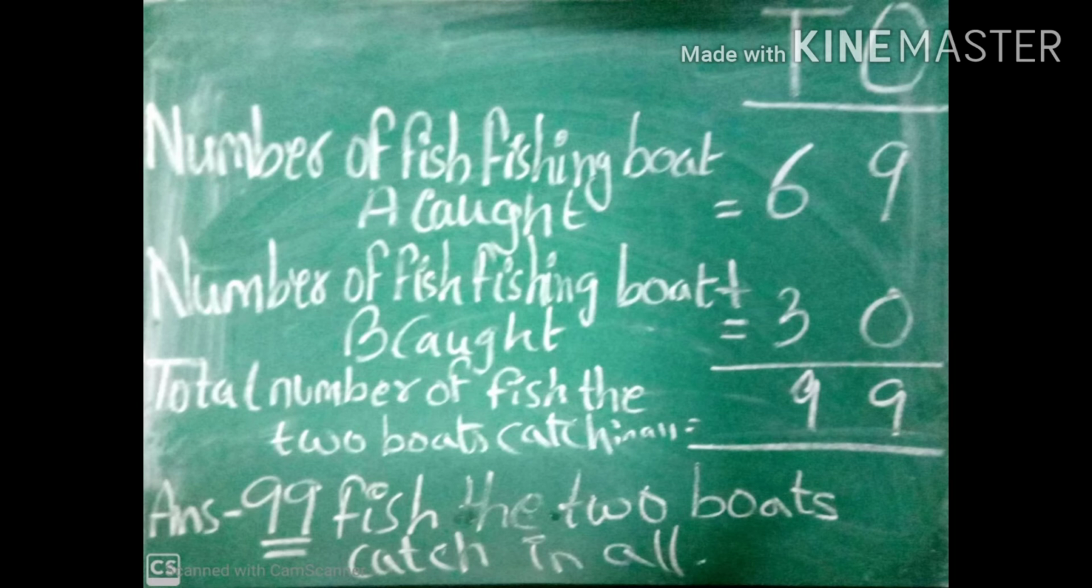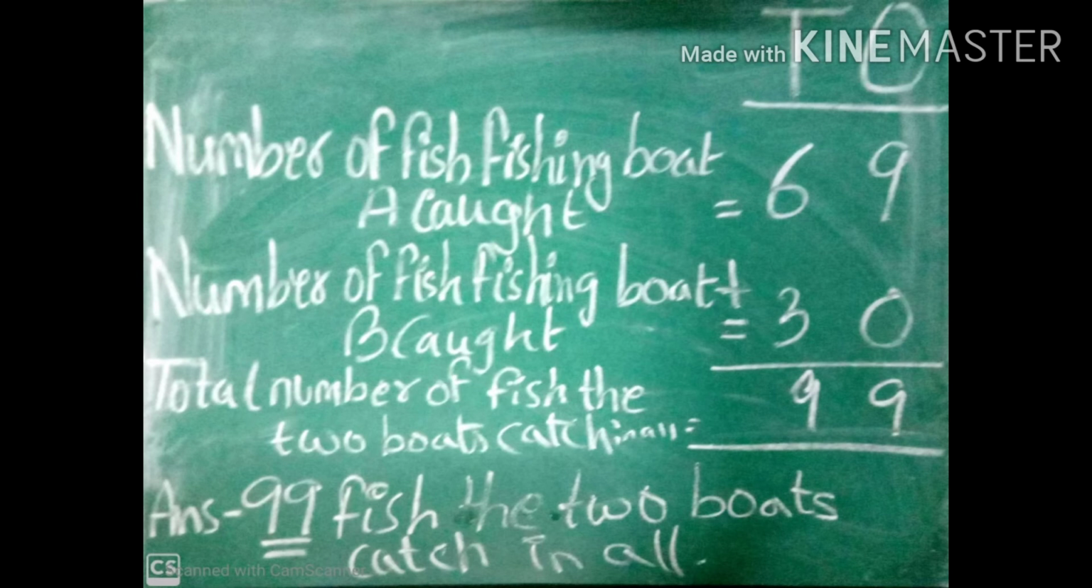Tens and ones and the addition sign. Never forget to write them. Okay, now let's come to the statements. Statement number 1. Number of fish fishing boat A caught equals 69. So 6 will be in the tens column and 9 will be in the ones column.